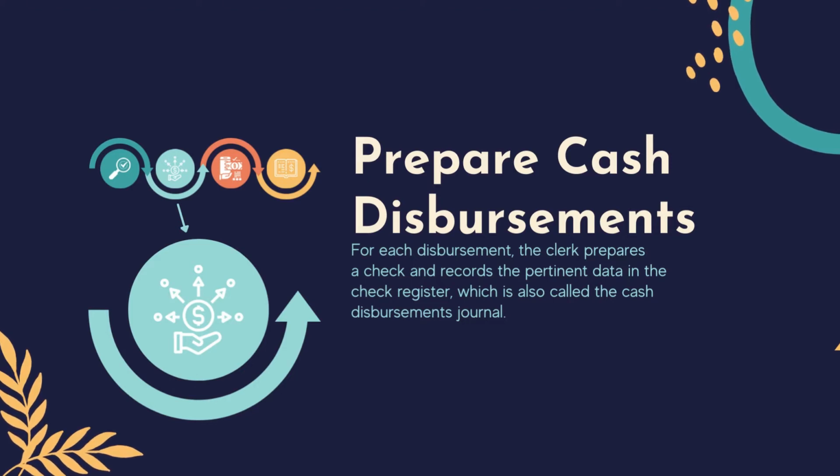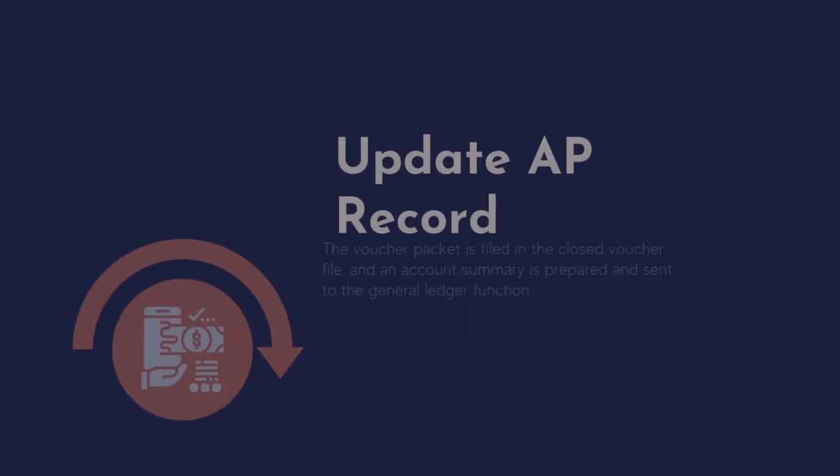Next, the cash disbursements clerk receives the voucher packet and reviews the documents for completeness and clerical accuracy. For each disbursement, the clerk prepares a check and records the check number, amount of money, voucher number, and other pertinent data in the check register, which is also called the Cash Disbursements Journal.